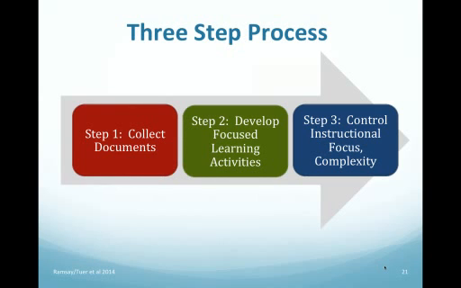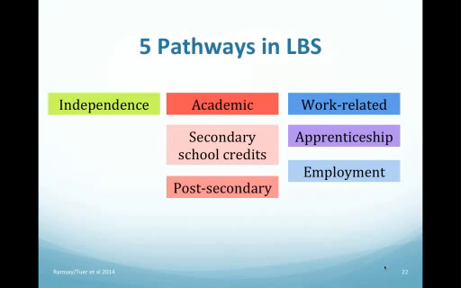Okay, so what is the process for creating task sets? The process is a 1, 2, 3. Collect the documents, develop learning activities, then start to control the focus of those activities and the complexity. In a moment, we're going to focus on collecting the documents. But as a reminder, we've categorized the 5 pathways into 3 similar ones. You've got independence, which is all about real life, anything you're doing outside of the classroom and outside of the workplace. You've got academic pathways, so secondary school credits, post-secondary.